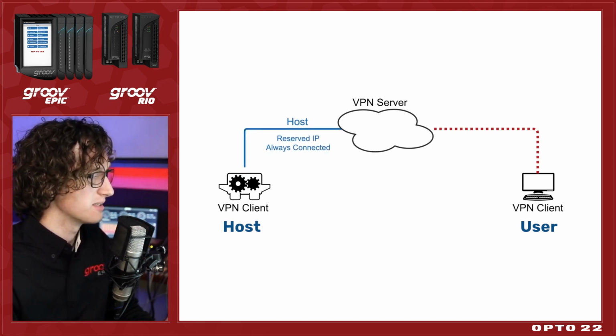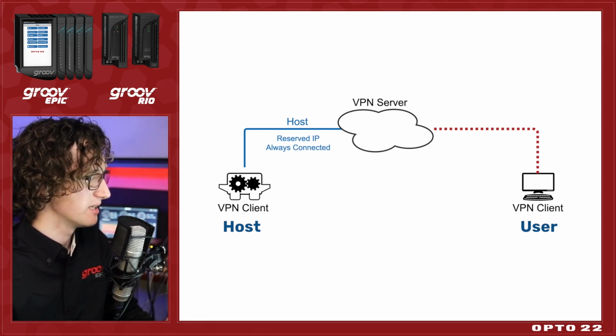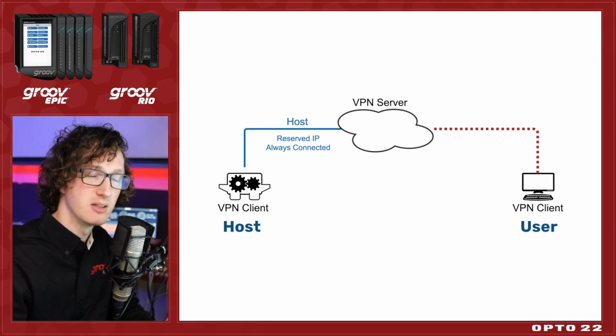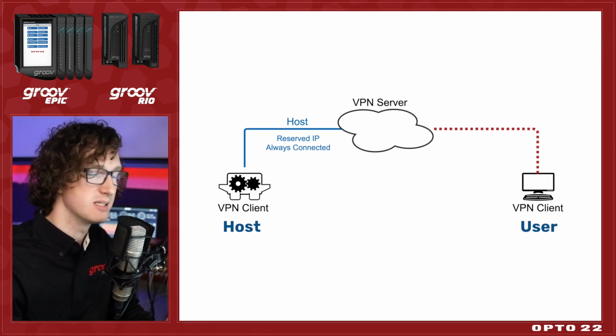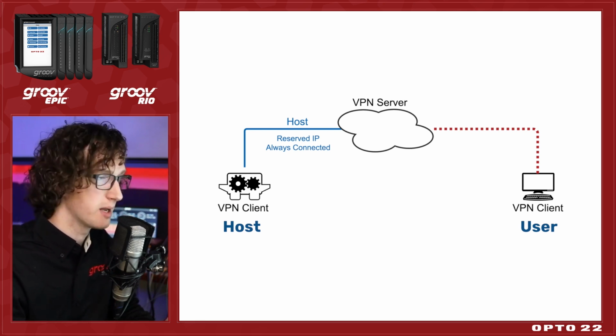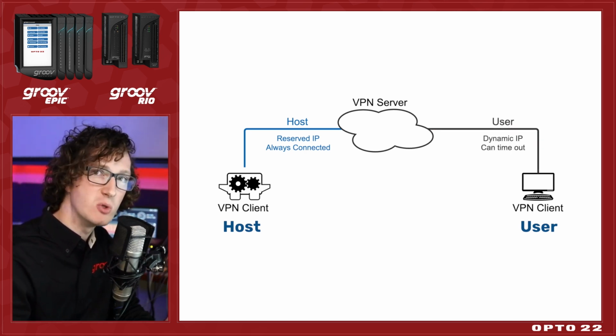Once these two devices are connected, we can decide which one is which. So for the machine on the left, we call that a host device. And the reason is because that needs a reserved IP address and it needs to be always connected. That way when the user reaches through the VPN, it's able to consistently reach the host on that same IP address. On the other hand, the other VPN client is going to be a user client.